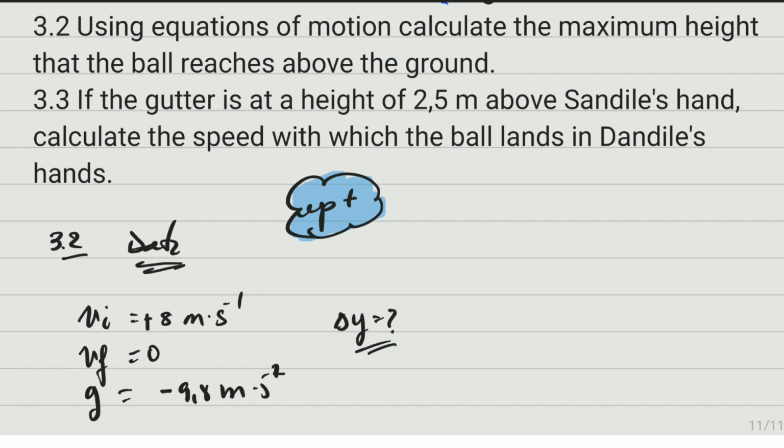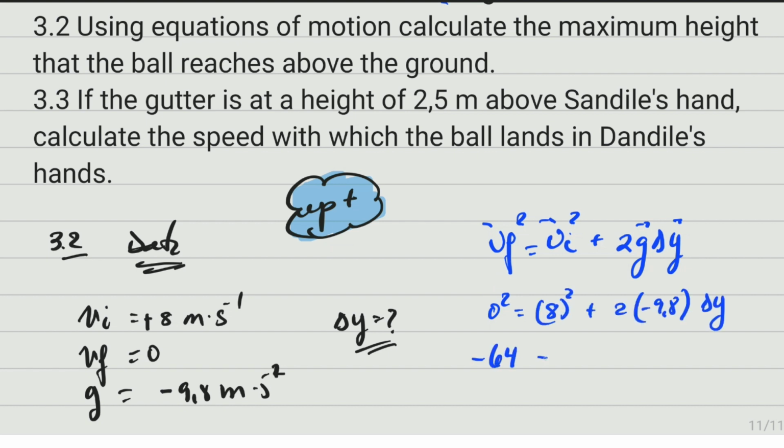Okay, so according to this, what formula can we use? According to this formula, we can say that the final velocity squared is equal to the initial velocity squared plus 2 times the acceleration multiplied by the displacement, and we are looking for the displacement. Okay, so let's quickly substitute and see what the answer is. So the answer here is 3.27, but it's not above the ground.